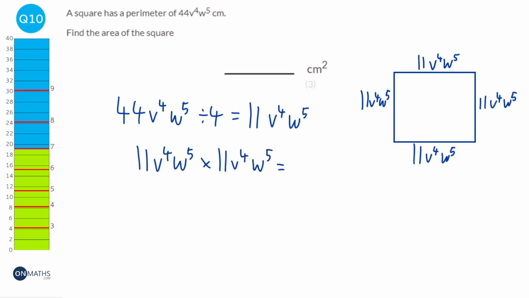Okay, so we're going to times the 11s together, so that's going to be 121. Going to times the v to the power 4s together, and remember with indices, if you times two powers of the same base, and they're both v, then we just add the powers together, so that'd be 8. And we're going to add the w to the power 5s together, so that makes 10. So it's 121 v to the power of 8, w to the power of 10.